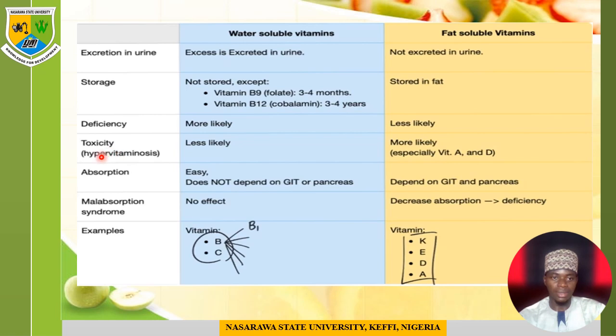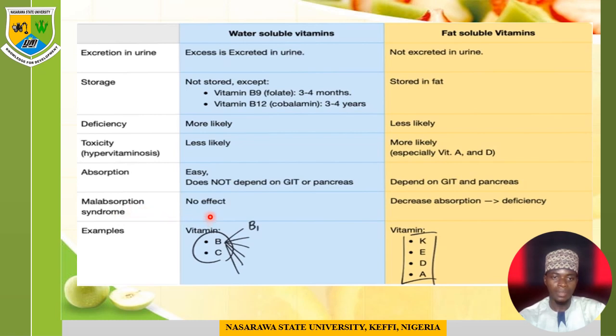Toxicity: hypervitaminosis is when you take them above the recommended dietary allowance or recommended daily allowance. The toxicity for water-soluble vitamins is less likely, because even if you take in excess, it is going to be excreted in your urine. Whereas for fat-soluble vitamins, toxicity is more likely, especially that of vitamin A and vitamin D. Absorption of water-soluble vitamins is very easy and does not depend on the gastrointestinal tract or pancreas, whereas the absorption of fat-soluble vitamins depends on the gastrointestinal tract and pancreas.